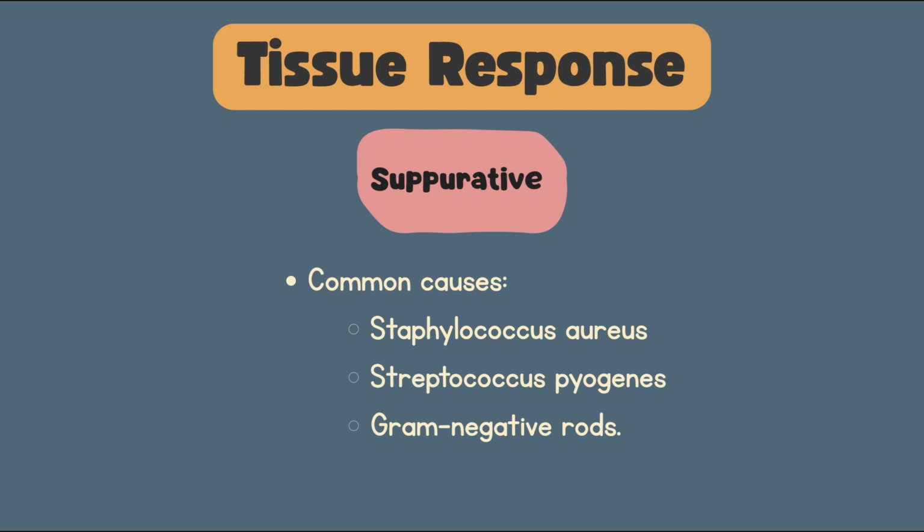Now, remember when we talked about the diagnostic tools and I talked about histopathology, and I said that we can narrow down what disease caused what by looking at the tissue response. This is what I mean. When we know that certain bacteria or certain viruses or certain pathogens cause a certain response from our tissues, we can narrow down what antigen caused this disease. So in this case, for suppurative, it's Staphylococcus aureus, Streptococcus pyogenes, and gram-negative rods.